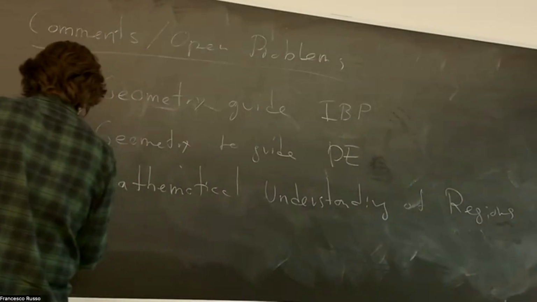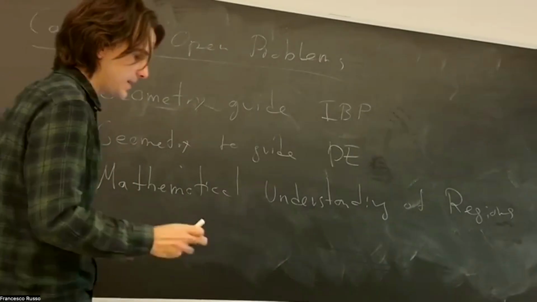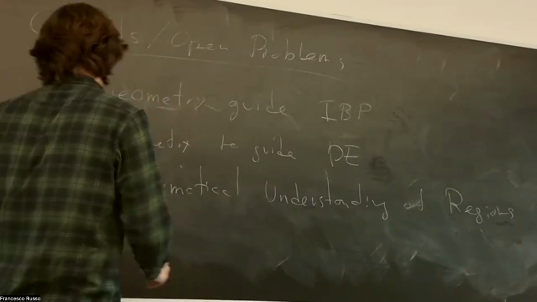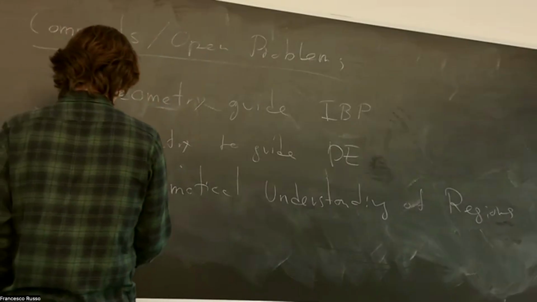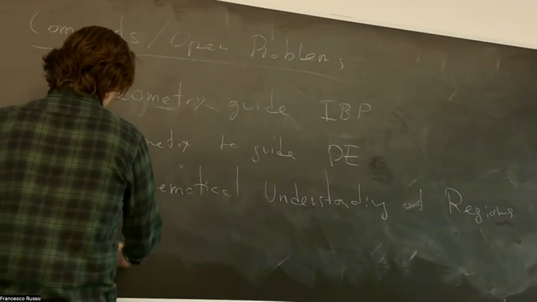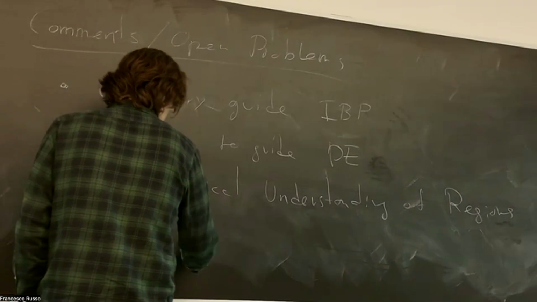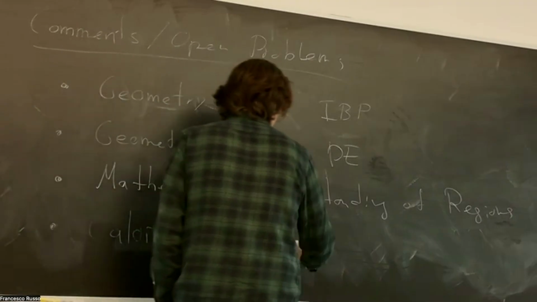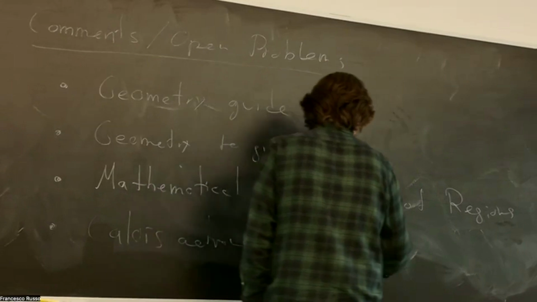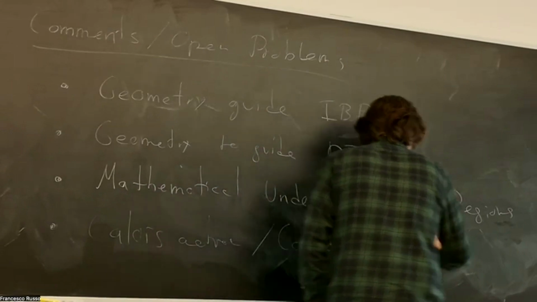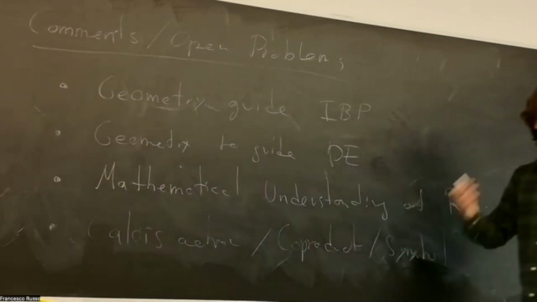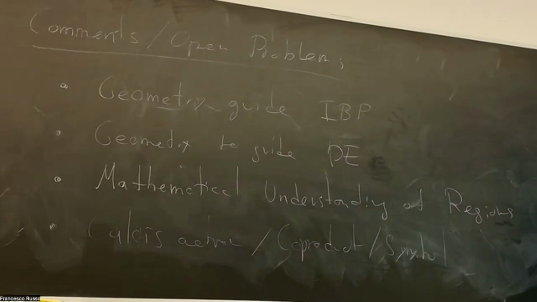Then, just last two things. I think it would be nice to also have some of these. I just mentioned it in passing, but there's this whole theory of these Galois actions, or coproduct, or simple polylogs. Now people start to understand how to extend this to more complicated cases.